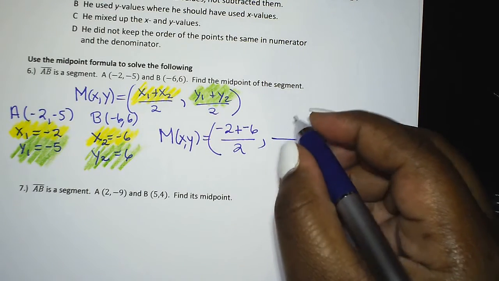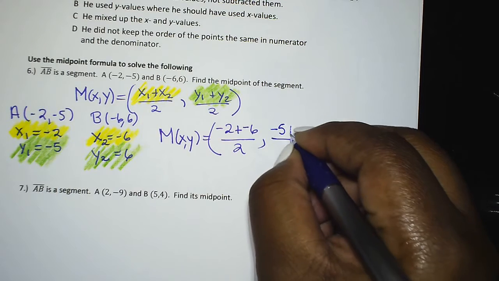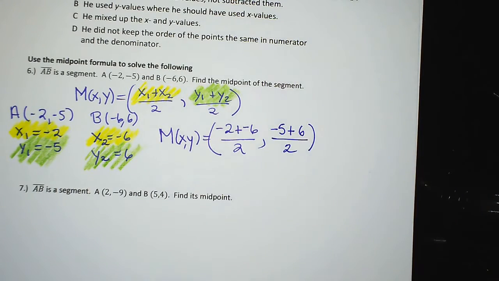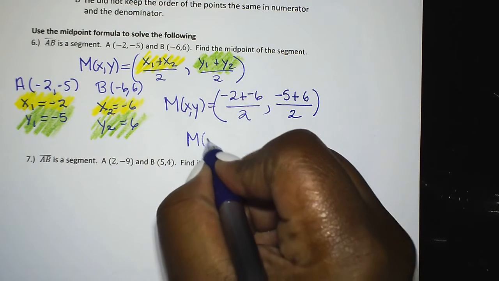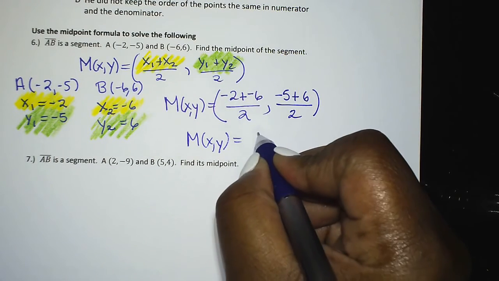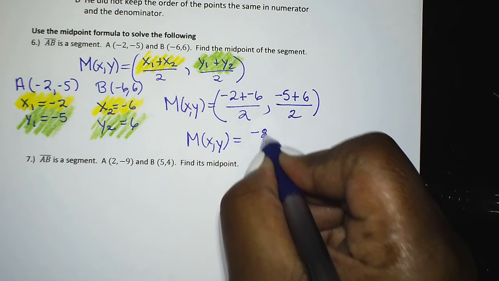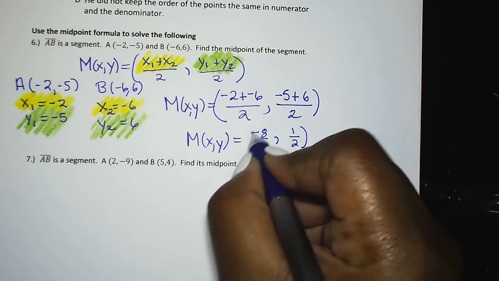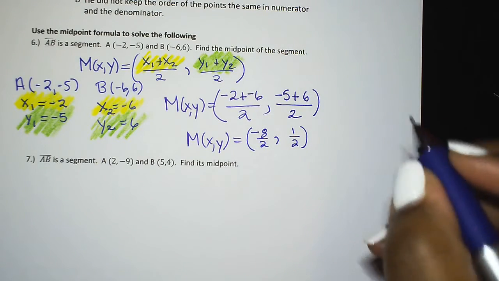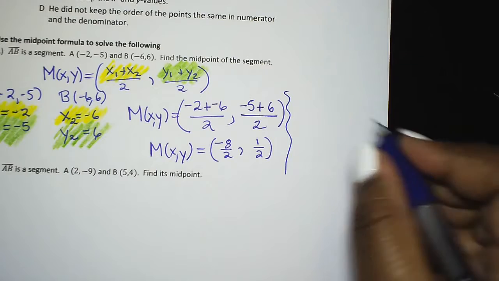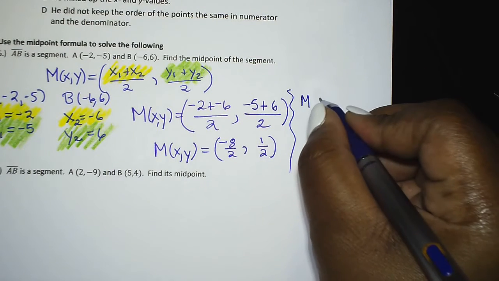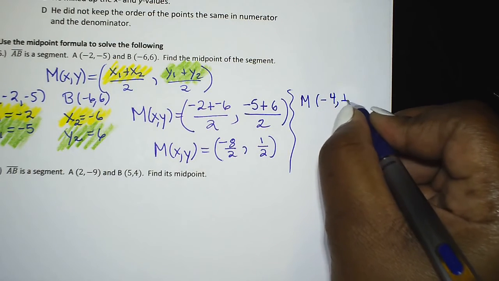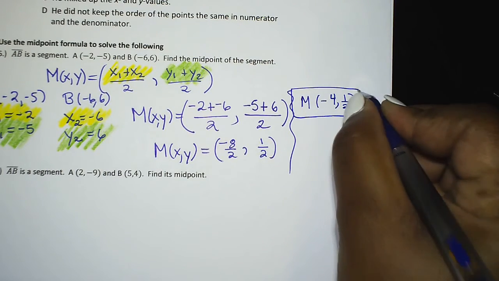So we're going to take -5 plus 6, and we're going to divide that by 2. So the midpoint is at -8 over 2, comma, 1 over 2. So the midpoint is located at -4 and 1/2. And that's our answer.